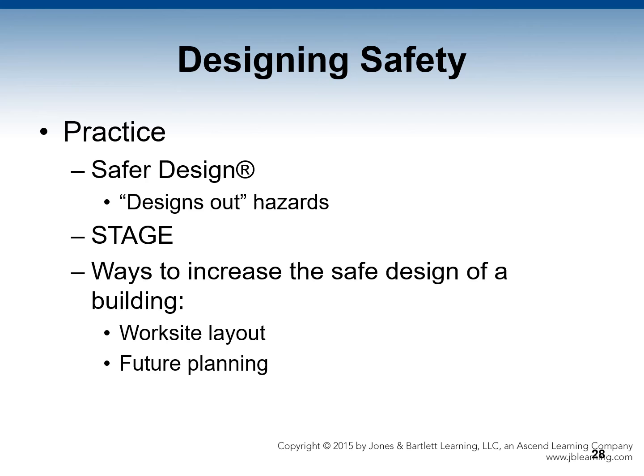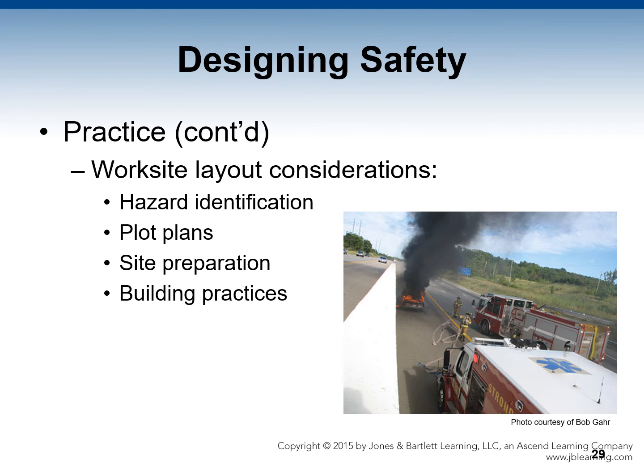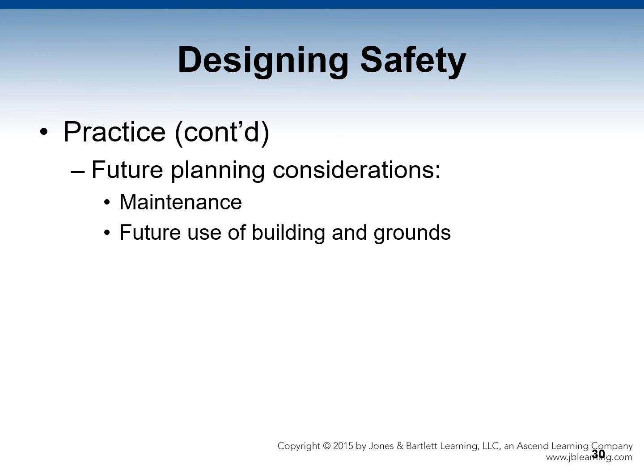Two examples of ways to increase the safe design of a building include the worksite layout and future planning. With respect to the worksite layout, some considerations include hazard identification, plot plans, site preparation, and building practices. With future planning, the safe design of the building also takes into consideration maintenance and future use of the building and grounds. Even window washing and other normal maintenance duties can be planned for to help eliminate falls.